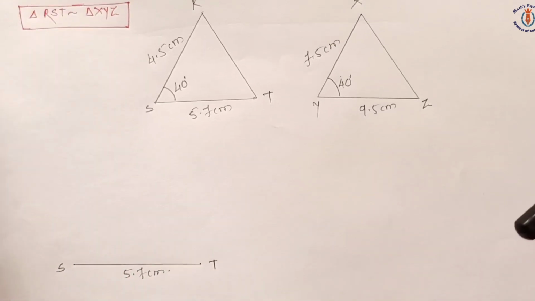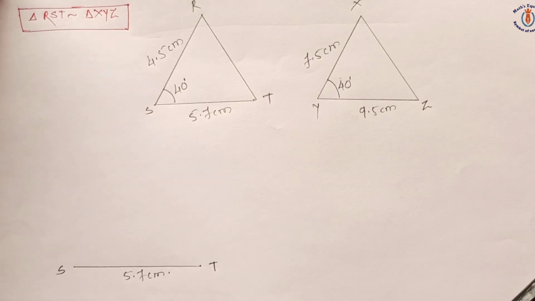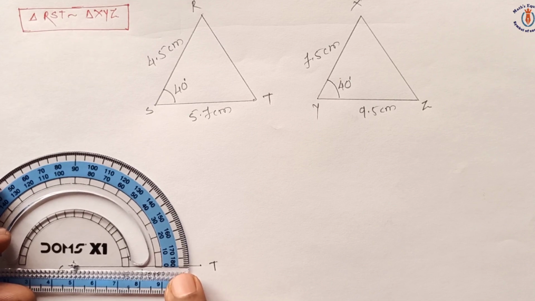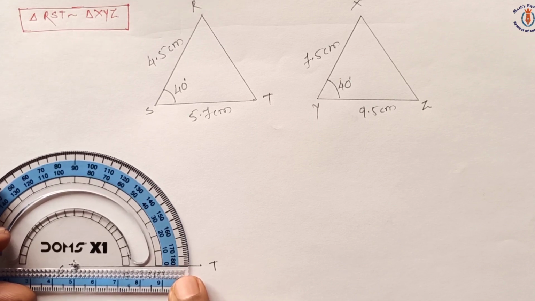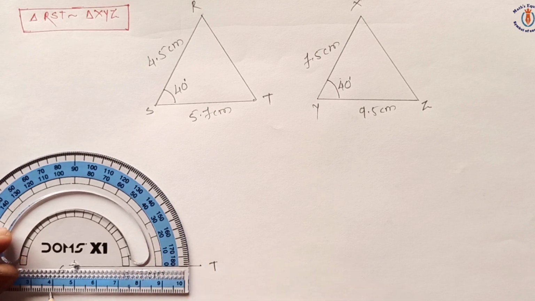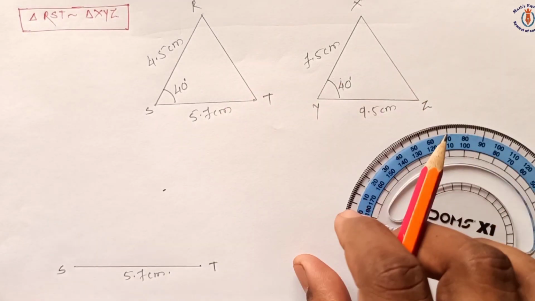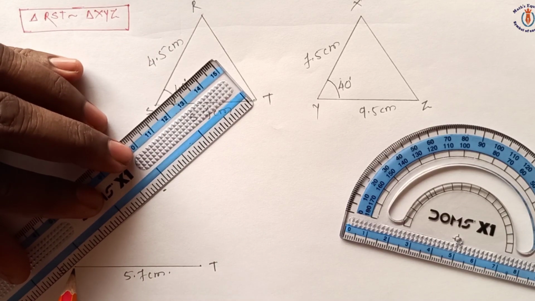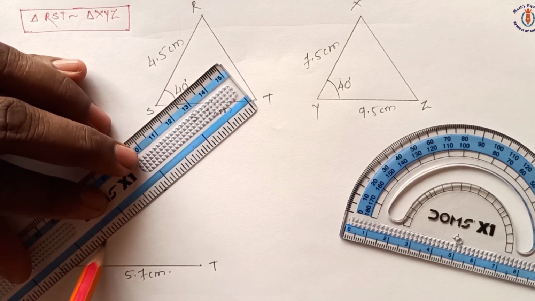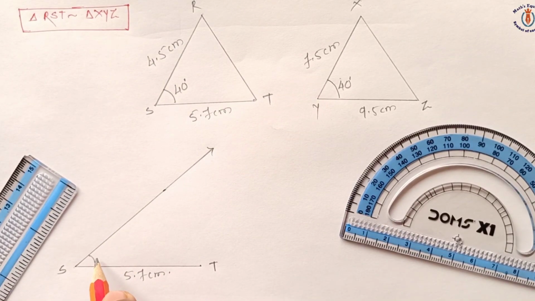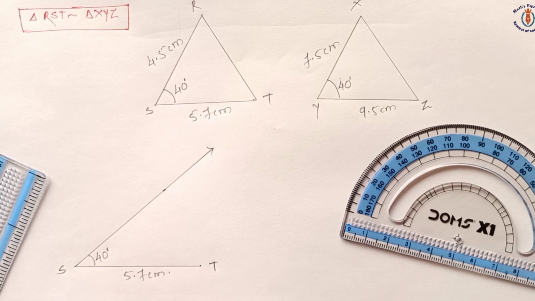Now the measure of this angle S is equal to 40 degrees. With the help of this protractor we can easily measure that angle S, which is 40 degree. If we keep this protractor on point S, we have to start counting from this point T. 10, 20, 30, 40 is here. So we will mark over here and join that mark with S, like this. Now this angle S, that means angle RST, is equal to 40 degree.